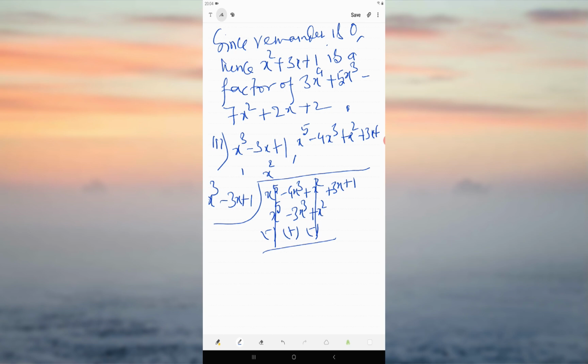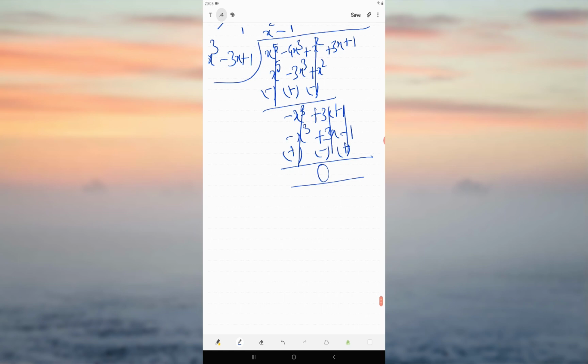What am I left with? Minus x cube plus 3x plus 1. So if we write minus 1, then it is minus x cube plus 3x, minus 1. Minus becomes plus, plus becomes minus, minus becomes plus. Cut, cut, cut. So we got remainder 0. So since the remainder is 0, sorry, we did some mistake.